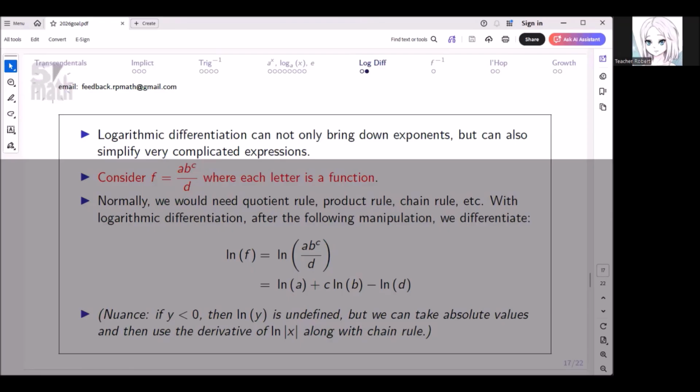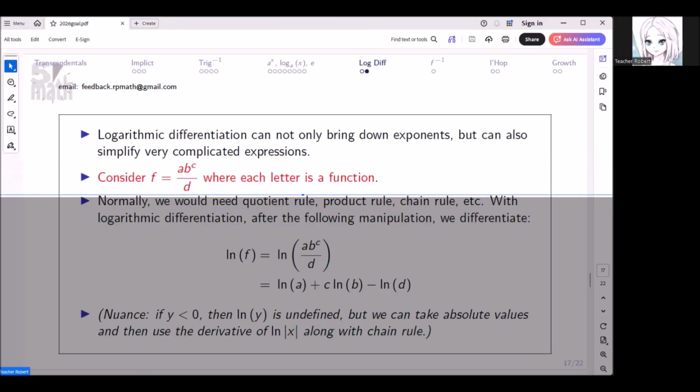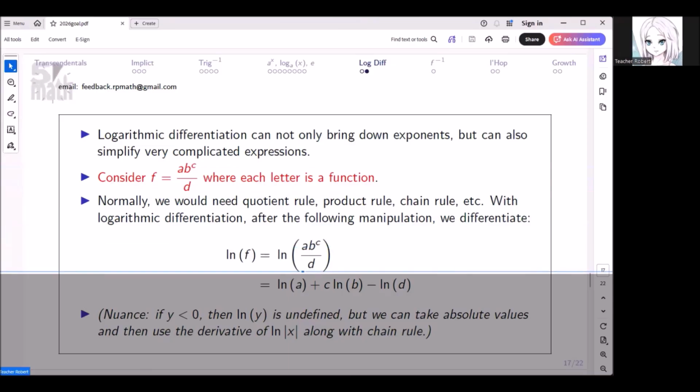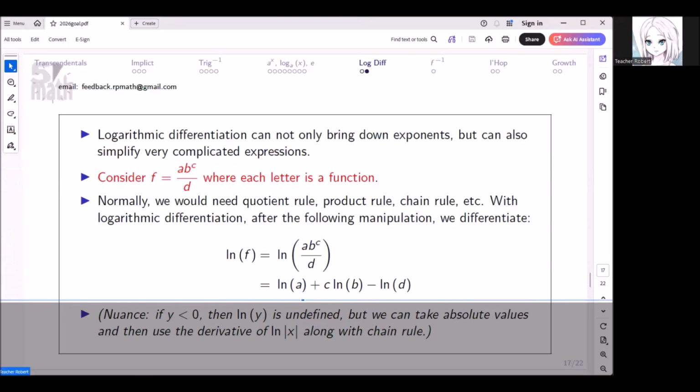Logarithmic differentiation can not only bring down exponents, but can also simplify very complicated expressions. Consider f equals a times b to the power c, all over d, where each letter is a function. Normally, we would need quotient rule, product rule, chain rule, and so on. With logarithmic differentiation, after the following manipulation, we differentiate. Take logarithms of both sides. Logarithm rules.